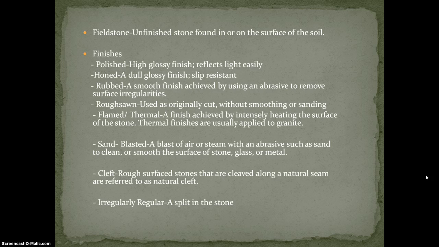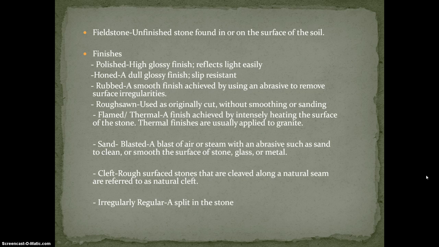And then we have finishes. There's several finishes. The first one is polished, which is a high glossy finish and it reflects light easily. Then there's honed, which is a dull glossy finish and it's slip resistant. Rubbed, which is a smooth finish achieved by using an abrasive to remove rough surface irregularities. Rough sawn is used as originally cut without smoothing or sanding.